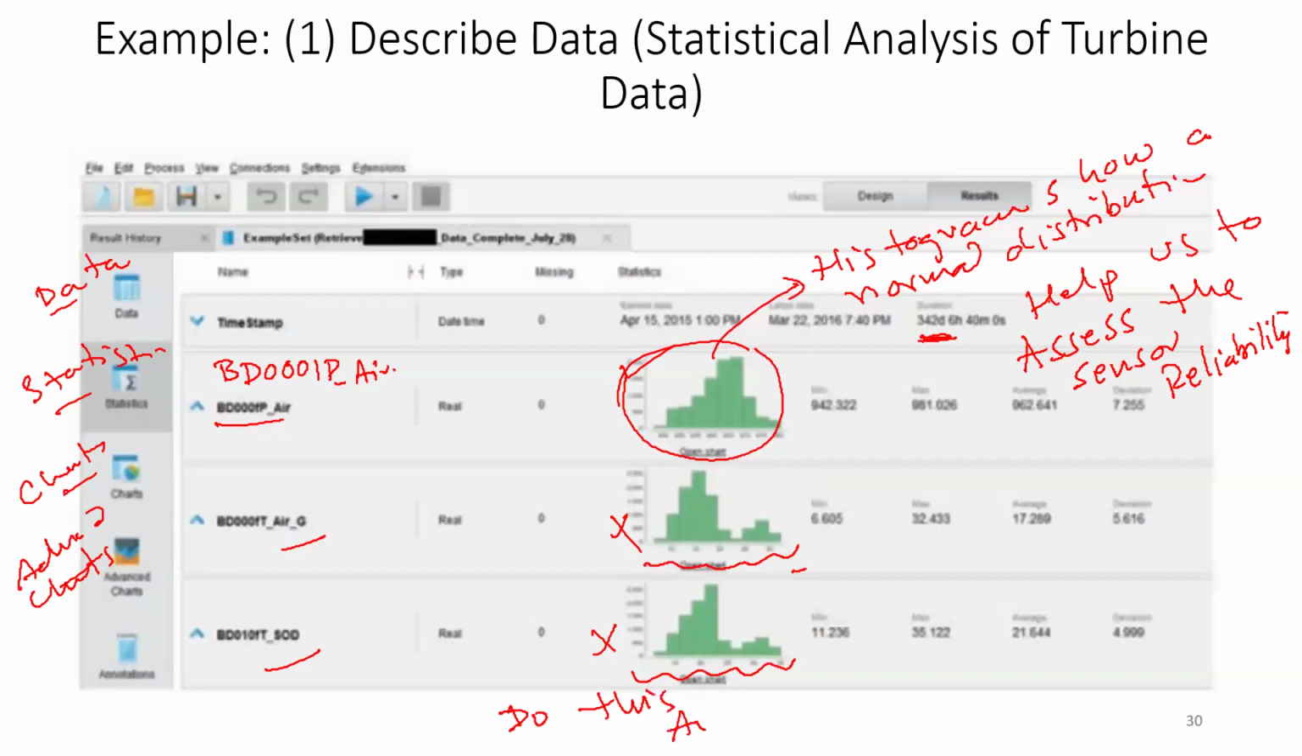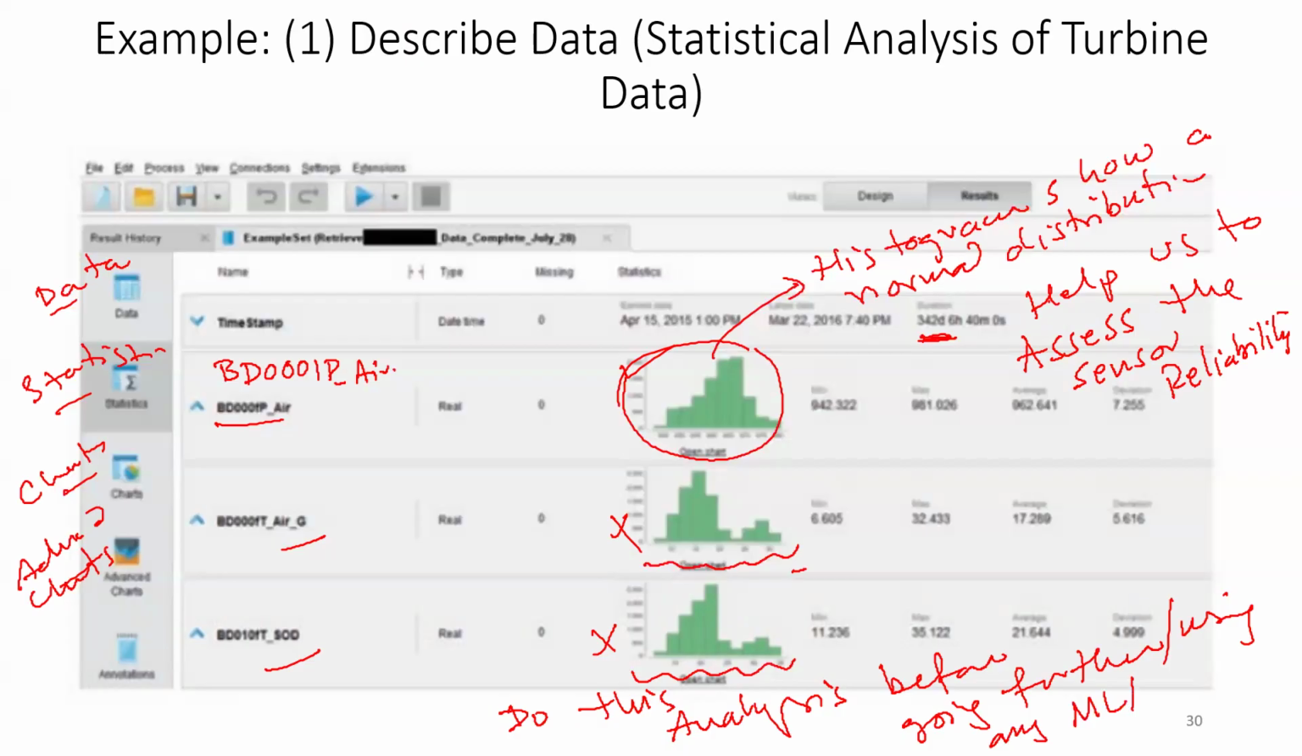Always do this histogram analysis before going further or using any machine learning or data science techniques, advanced analytics. This is very important.